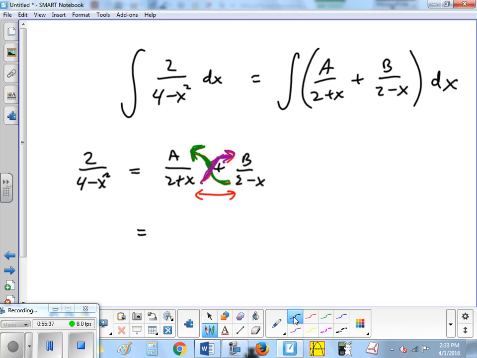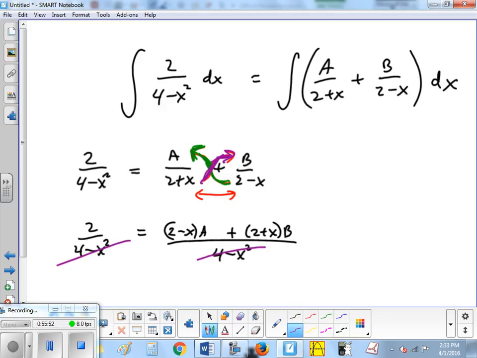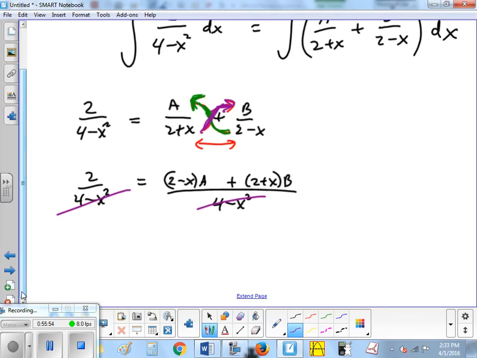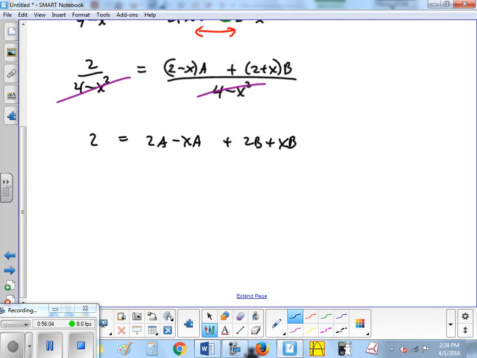So it's going to look like this. 2 minus x times a plus 2 plus x times b. When the bottoms get multiplied, it goes back to 4 minus x squared. So since the bottoms are already the same, we don't really need to look at those. But we do need the tops to be the same. So you're going to write 2 equals 2a minus xa, and then plus 2b plus xb. If you organize this by x's versus non-x's, you have b minus a for your x's, and you have 2a plus 2b for your non-x's.